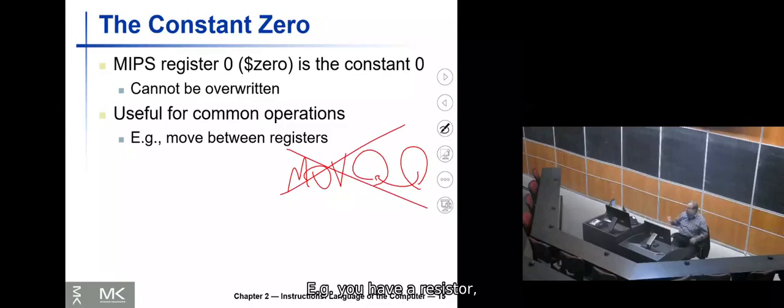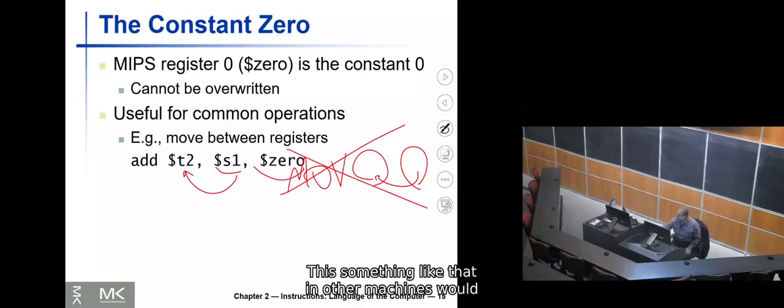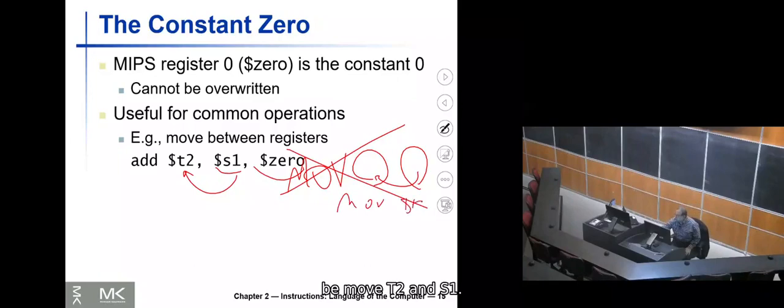This is very common. For example, you have a register, you want to store it somewhere, then do something on this register, and then bring it back, and so on. So many things you would like to do. So you need to move between registers. What we do is use add. For example, S1 plus 0, with the result stored in T2. It means moving S1 to T2. In other machines it would be move T2, S1. But here we don't have a move instruction. We have the add instruction, and we use add plus the 0 register to make a move.